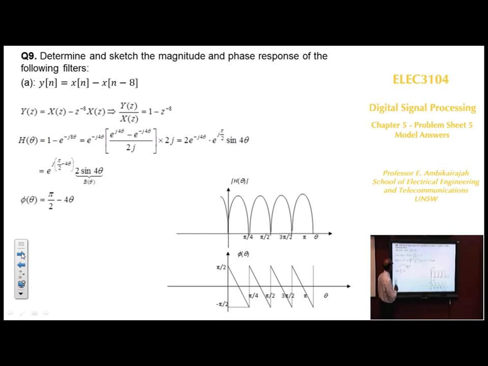Next one. Here you've been given 2 samples. You take the first sample and then the delayed sample to subtract them. It's also a type of differentiator, but a bit harder to understand. So you do the z transform, and that's z to the minus 8. So you get H theta equal to 1 minus e to the j theta. You take half of this value out. Remember I said half of that out. So e to the j theta.